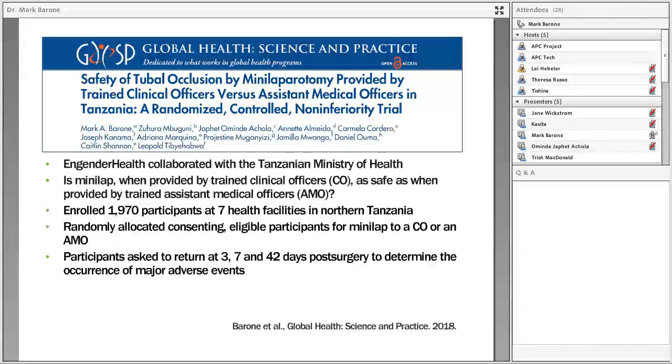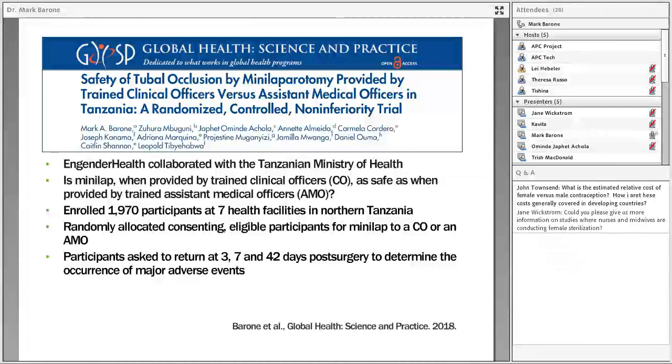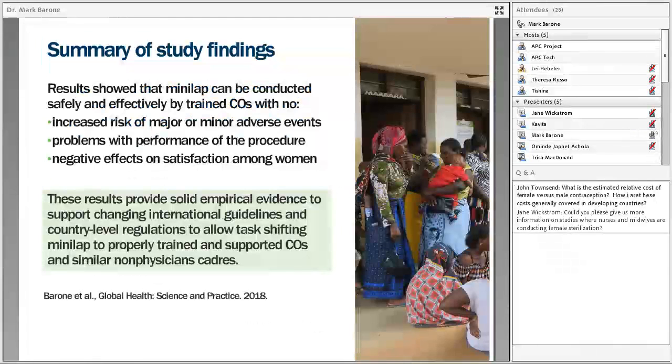So in Tanzania, a clinical officer had 3 years of specialized training, and an assistant medical officer, an AMO, is a CO who has at least 3 years of clinical experience and then an additional 2 years of training. AMOs are allowed to provide mini-lap under government regulations, but COs are not. In the study, we randomized almost 2,000 women seeking mini-lap at 7 sites in Tanzania to have their procedure done either by a CO or an AMO.